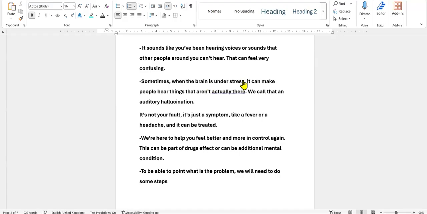Sometimes when the brain is under stress, it can make people hear things that aren't actually there. We call that an auditory hallucination or hallucinations. Don't need to explain what kind of hallucination. Okay? It's not your fault. You can use it's not your fault in the previous one. It's not your fault. It's just a symptom, like fever or headache, and it can be treated. Okay? We are here to help.